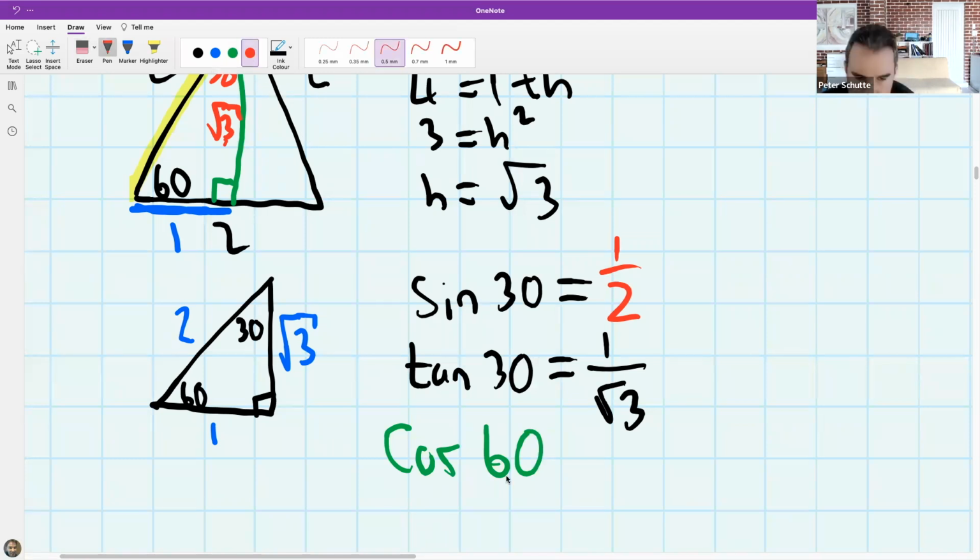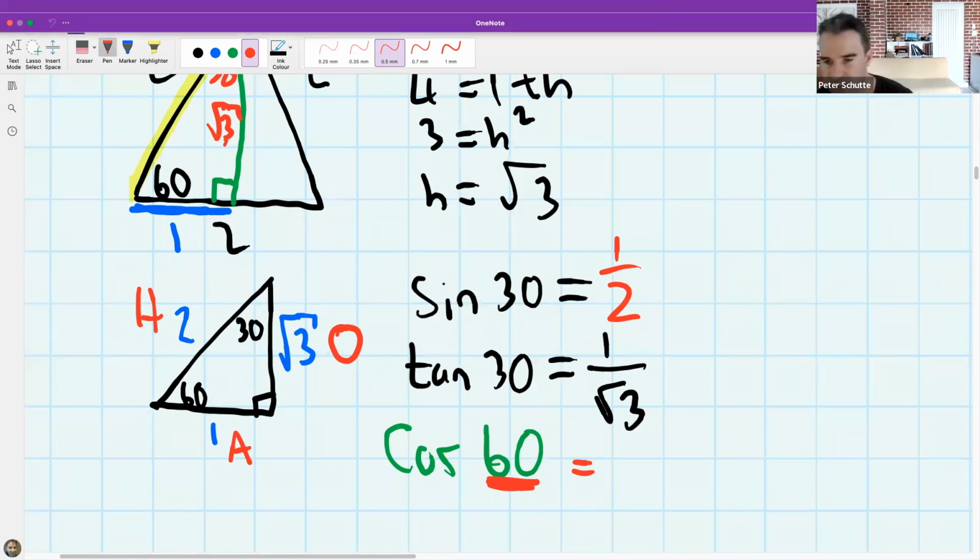So when 60 is the reference angle, the angle that's given to us, we know that this is now the O, this is still going to be the H, and this is going to be the A. So who would like to come on and give us the answer to this one? And then I think we definitely do a break. Who feels brave enough to explain how they did their thinking?